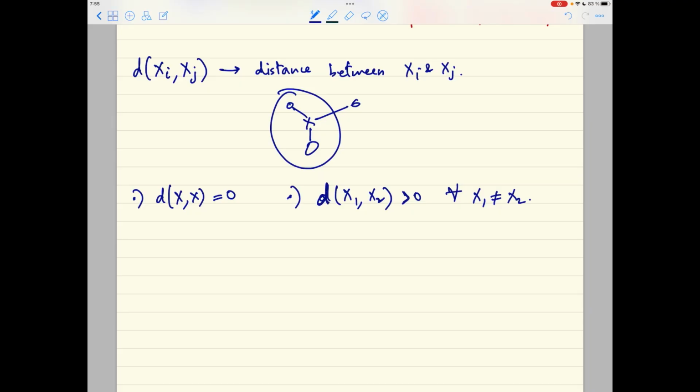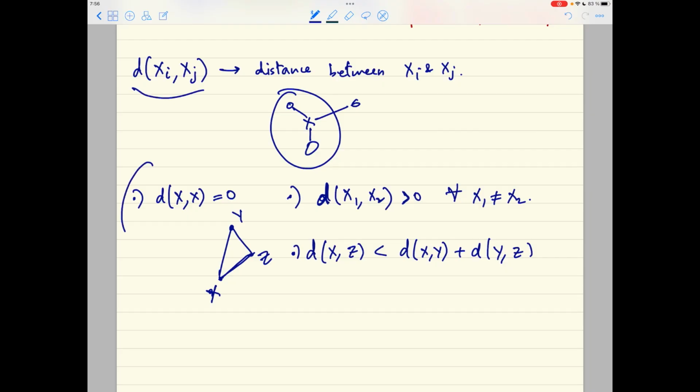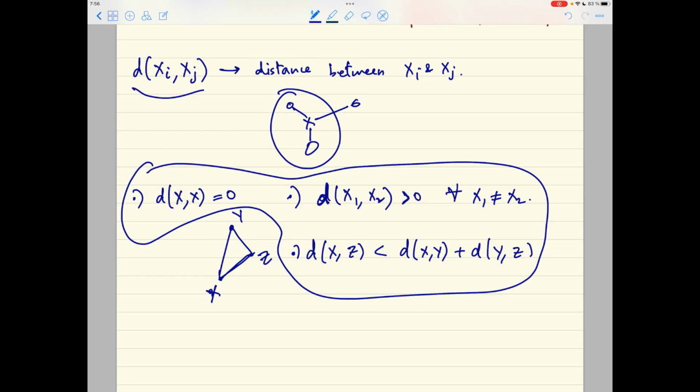And then the last one is something that's called the triangle inequality, and it is best explained with the help of a triangle. So if you have 3 points x, y, and z, then the triangle inequality says that when you go directly from x to z, you will be covering less distance as compared to when you take a detour and visit y as an intermediate stop. This means the distance between x and z would be less than the distance between x and y plus the distance between y and z. So the property is very intuitive. So if you define a function d that satisfies these three properties, you're good to go, right? So that function would be a distance function between xi and xj.